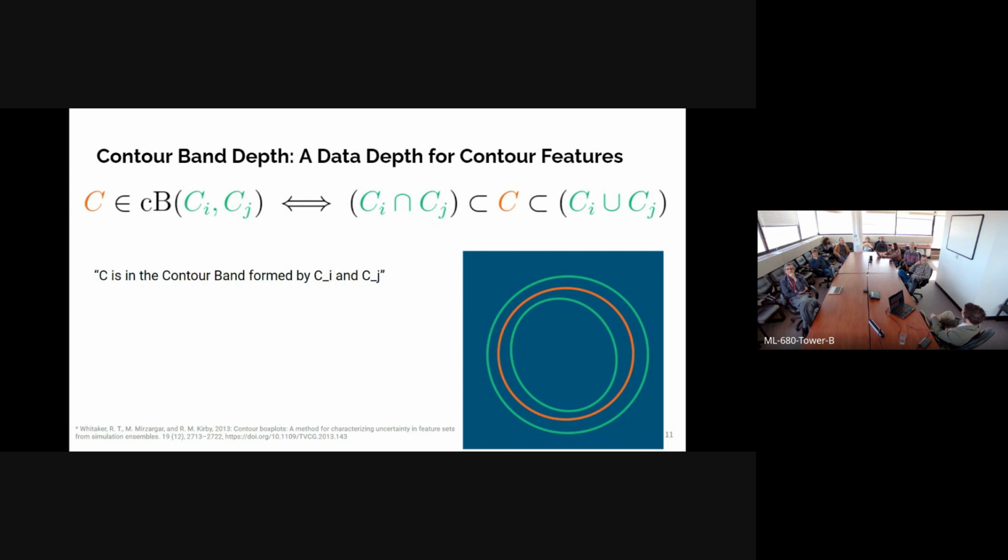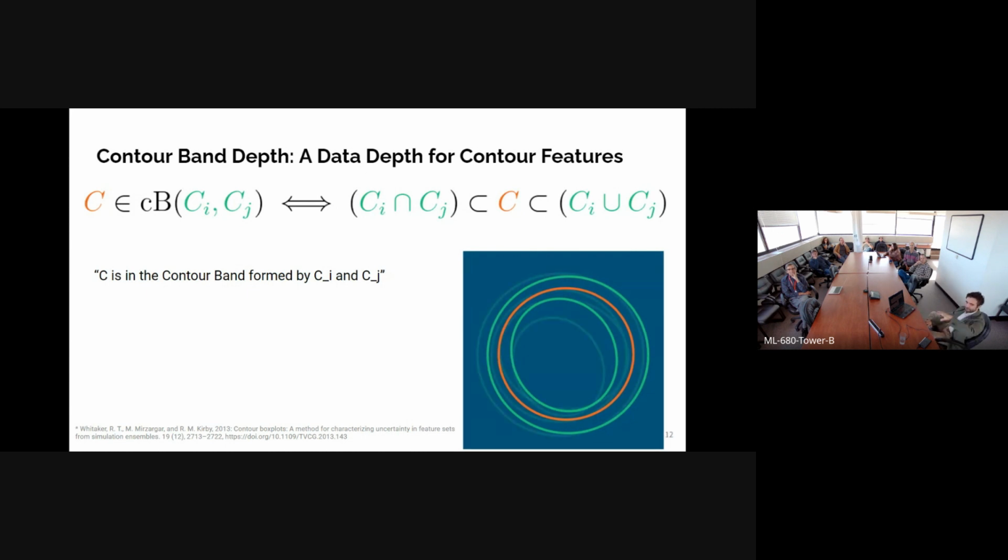Just as a quick example here, we have our tiny little collection of one orange and two green circular contours, or roughly circular contours. So in this case, we're going to say that our orange contour of interest here does fall within the contour band formed by our two green contours. If we were to shift one of these around so that we had an intersection between the orange and either of our green contours, it would not fall within the contour band.